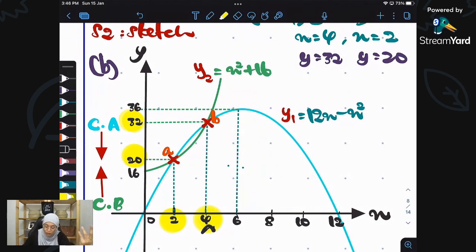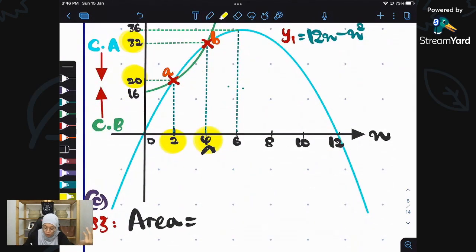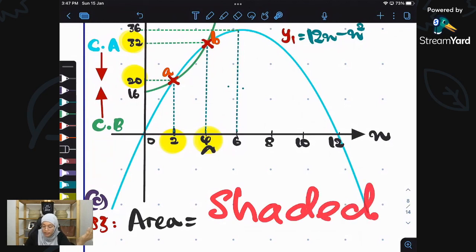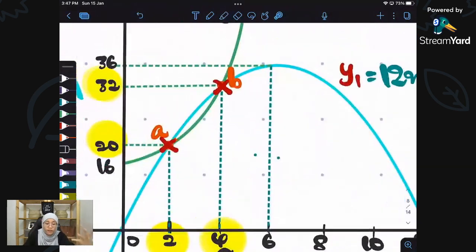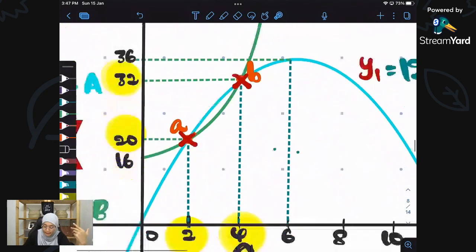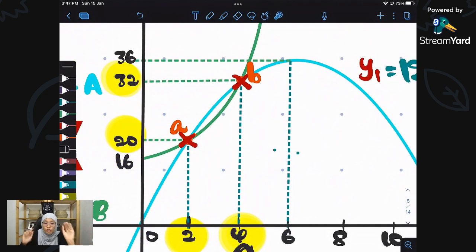Now we are going to find question C, which is finding the area. So how to find the area? Finding the area means we have to know where the shaded region is, because this is what we want to find. We want to find the area of the shaded region. That is our goal, and so we have to shade it first. Where should we shade it? The place that we should shade the region is here.